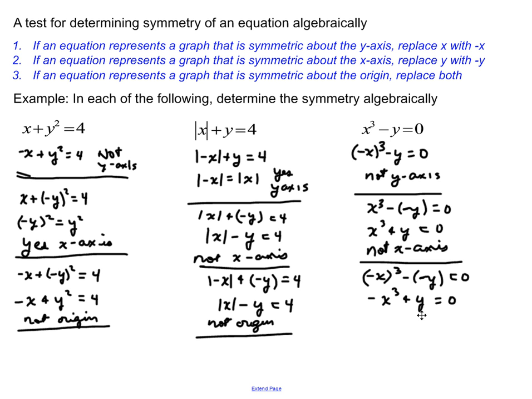And you might think to yourself, well, that's not the same as the original equation, except that we can divide both sides of this equation equally by negative 1. And lo and behold, we get the original equation out. When that's the case, we say that there is symmetry to the origin. So this graph does have symmetry to the origin.